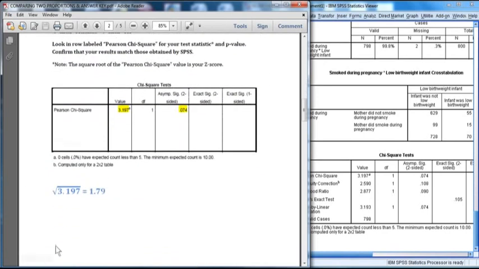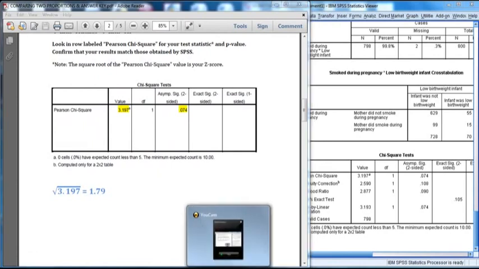Next, we'll look at the hand calculations to confirm what we obtained in SPSS.